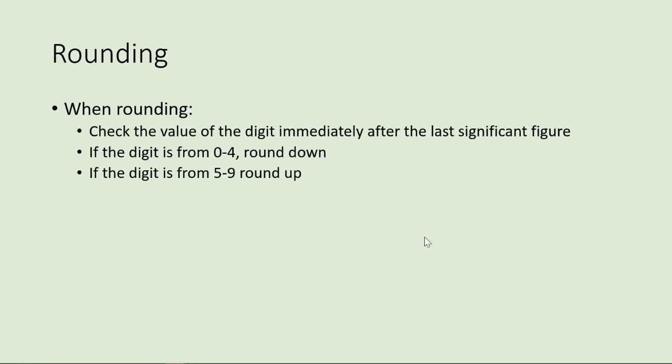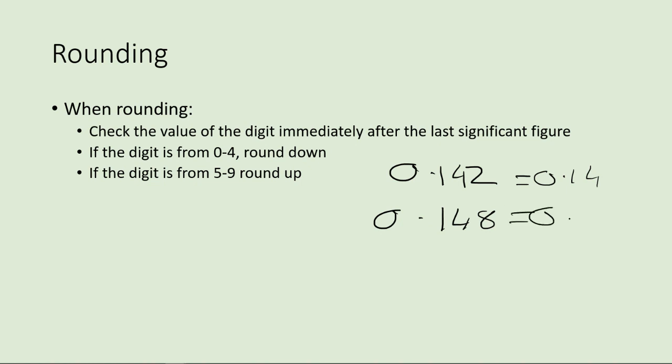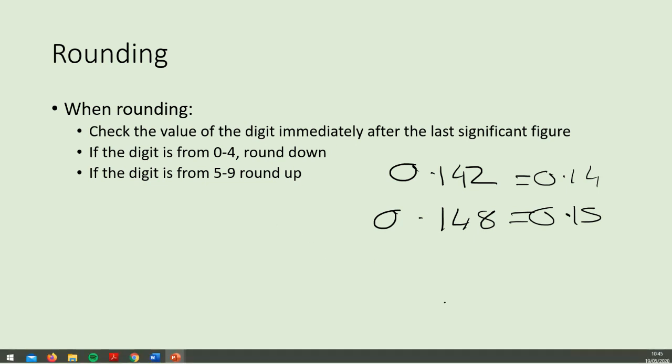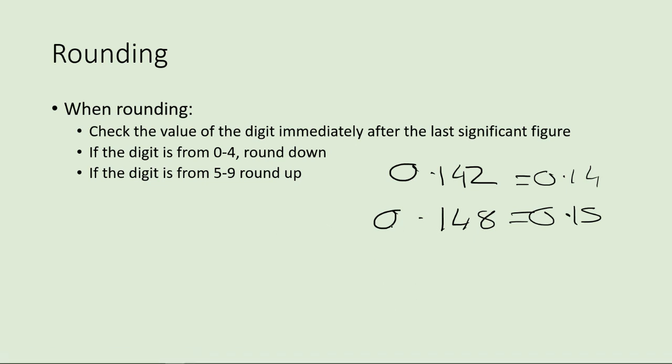Hopefully we should be aware of this, but when we're rounding, you check the value of the digit immediately after the last significant figure. So for our one, that was 0.14. If the digit is from 0 to 4, so for that example we had 0.142, 2 was between 0 and 4, so we round down to 0.14. Let's say, for example, it was 0.148. This would be rounded to 0.15. It's fairly straightforward rounding.